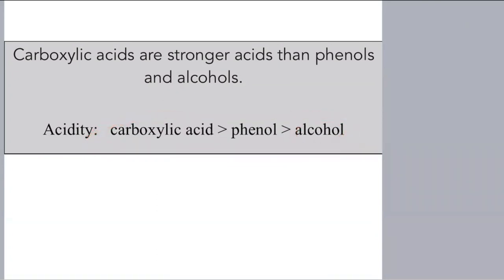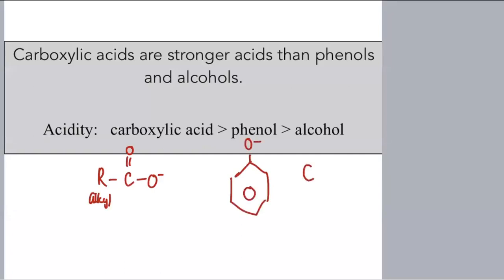So now to explain, carboxylic acid has the most stable anion among these three. So remember carboxylic acid, I'm going to write R as an alkyl group. This is an alkyl group, C double bond O, O minus. Phenol has an anion of that. Alcohol, I'm just going to make up that.